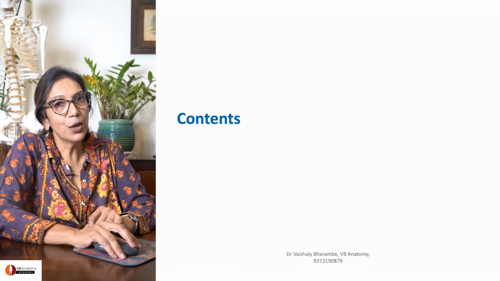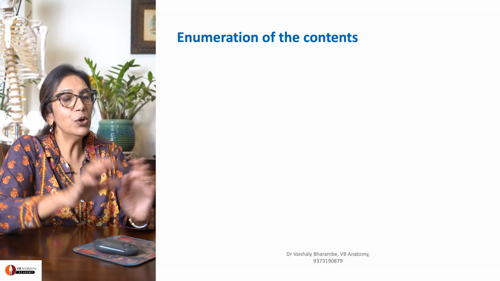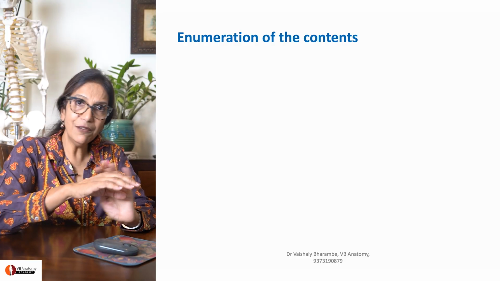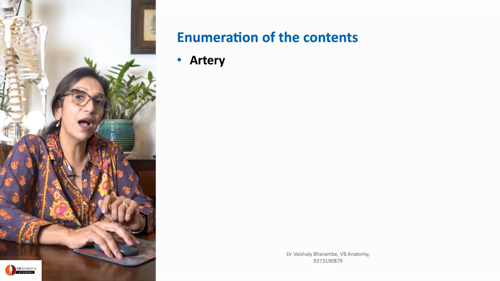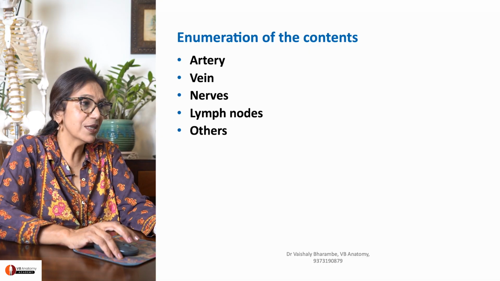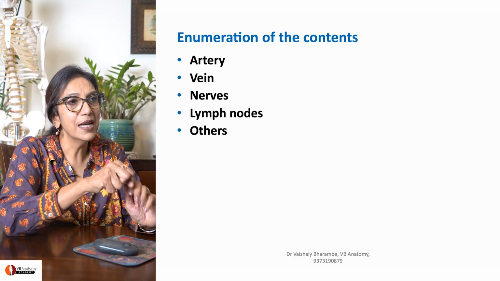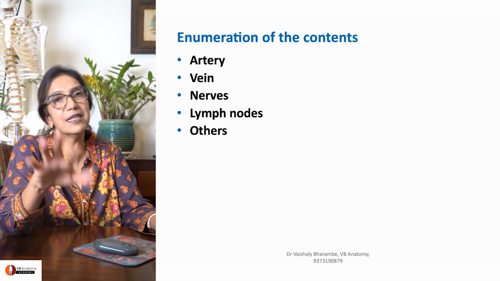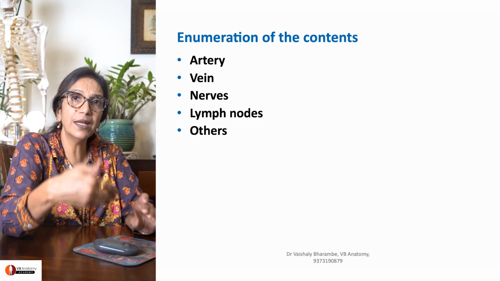So let's talk about the contents. But before we talk about the contents, I'm going to tell you a concept. Any fossa always contains 5 structures. What are they? Arteries, veins, nerves, lymph nodes and others. I have told you this repeatedly in all my lectures. Any fossa always contains these structures. So, artery, nerve, vein, lymph node, others.